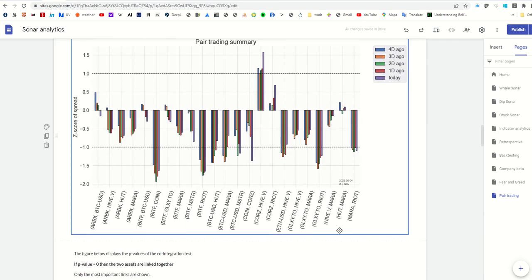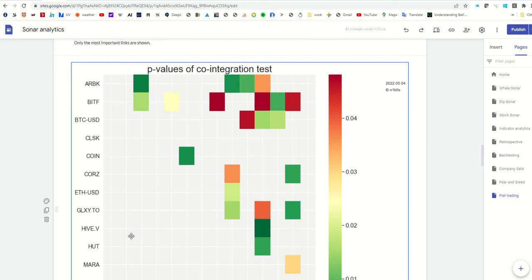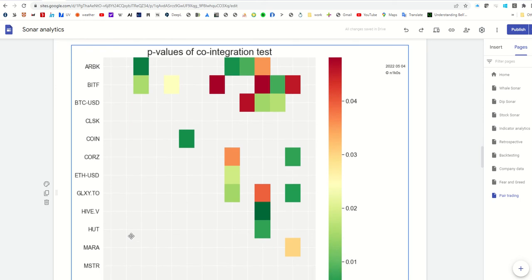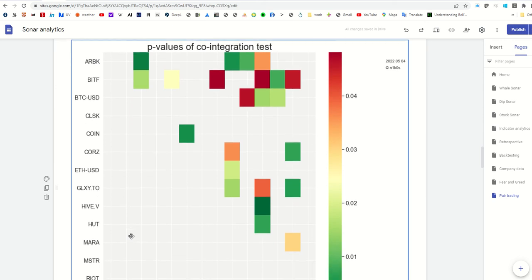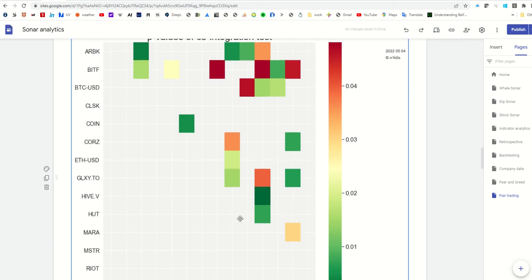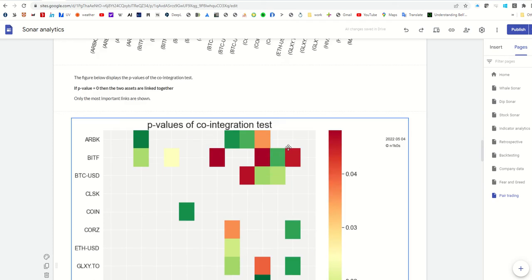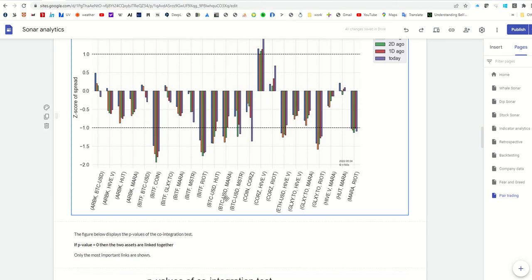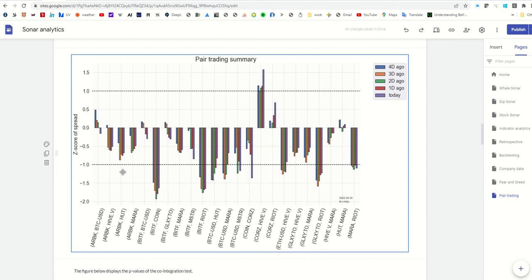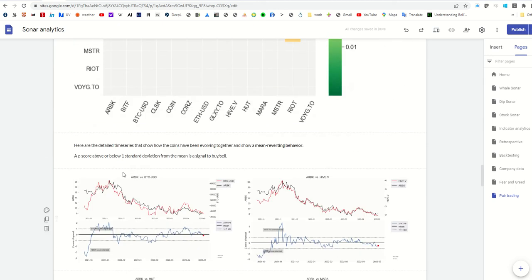To find out which pairs are co-integrated, first we do a hypothesis testing, which gives us back p-values of the co-integration test. So we see here with this color code the p-value of all those pairs. It is only those pairs that are co-integrated that I am displaying here, not all of them, because these are the only relevant ones.